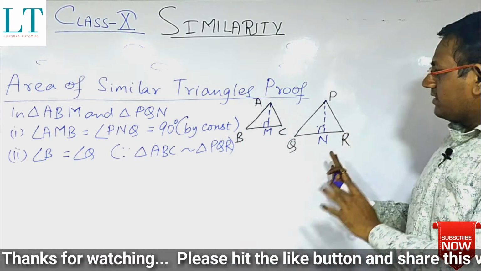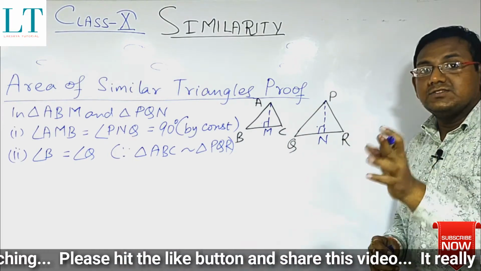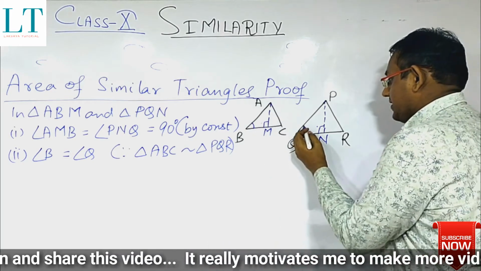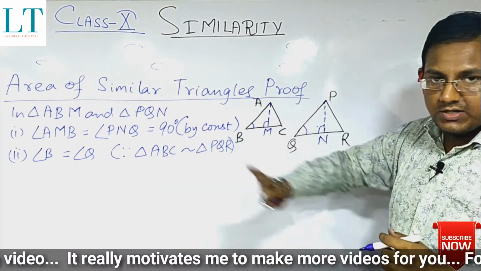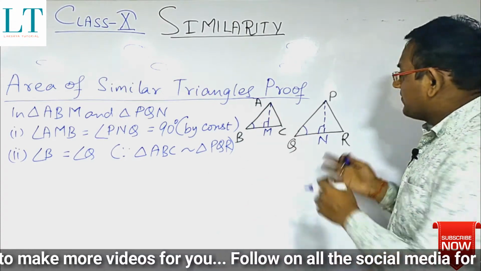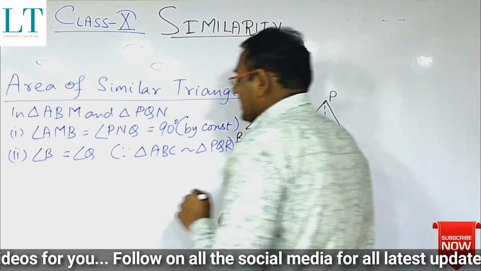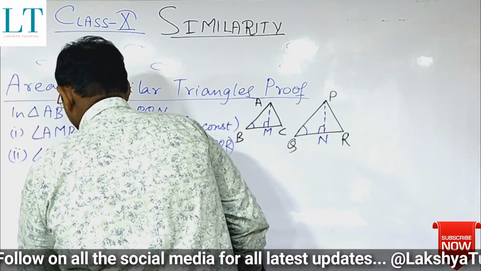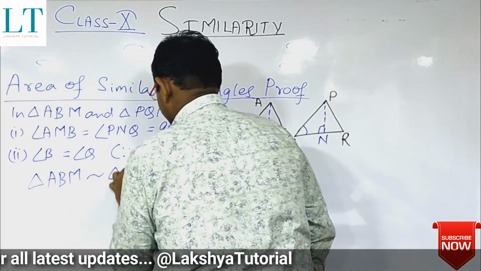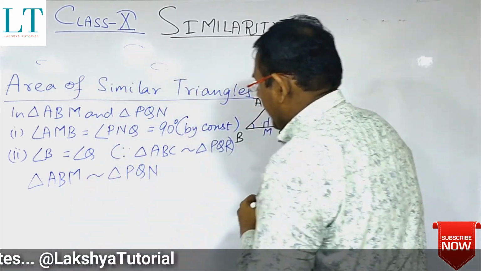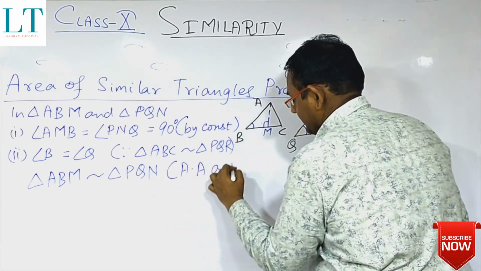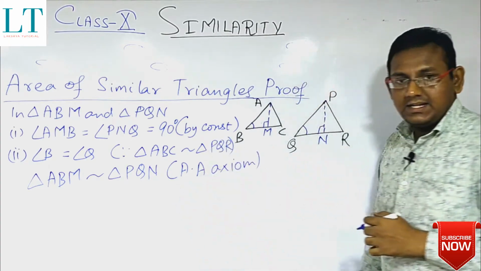Now in this particular triangle, since two angles are already equal, what are they? Angle B, angle Q, they are equal, written in point number 2, and this angle is 90 degrees, this angle is 90 degrees, so both are 90 degrees, so this is point number 1. So we can say that triangle ABM is similar to triangle PQN, and this is by which property? This is by the angle axiom over here.